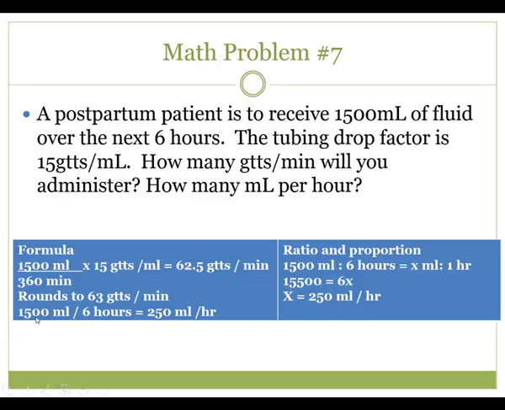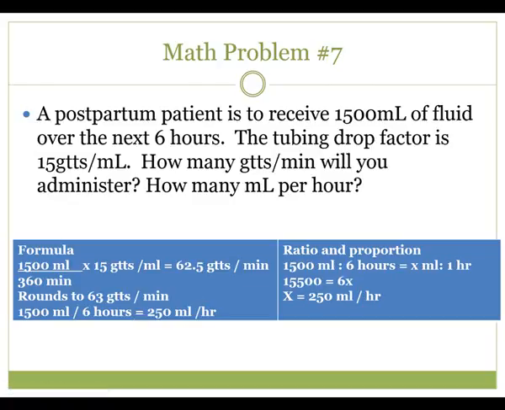Or you could say 1,500 mils over 6 hours comes up to 250 mils an hour. That's your mils per hour formula. So your answer is 62.5 drops per minute based on your drops per minute formula, and 250 mils an hour based on your mils per hour formula.